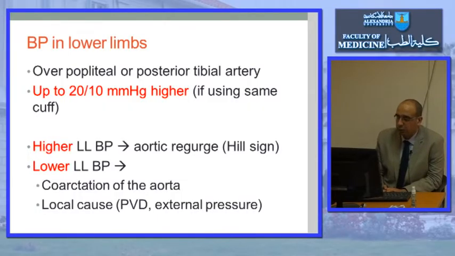It is accepted to be higher up to 20 millimeter in systolic and 10 millimeter in diastolic. Up to. When the blood pressure in the lower limb is higher than the upper limb by more than 20 millimeter mercury systolic, I should search for aortic regurgitation. It is called the Hill sign.